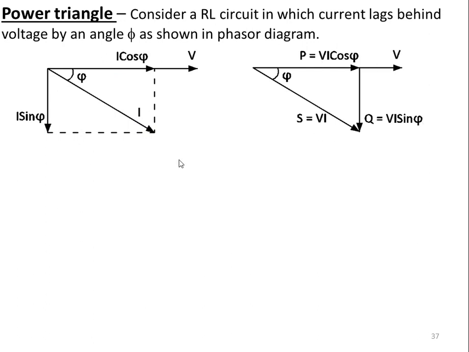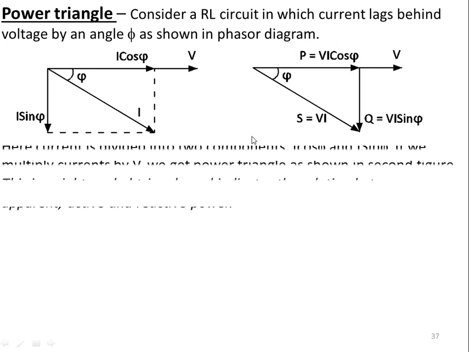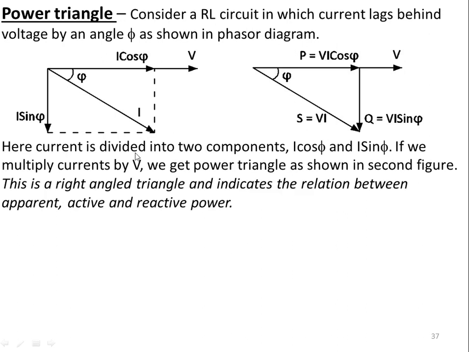Now these three sides of the triangle give three powers. These three powers are known as, first one, S. S is known as apparent power, P is known as active power, Q is known as reactive power. Now I sin phi is the vertical component and I cos phi is the horizontal component of I. Here current is divided into two components, I cos phi and I sin phi.